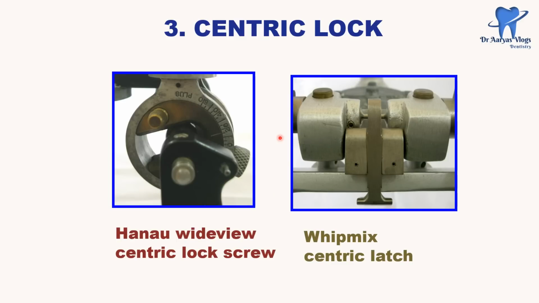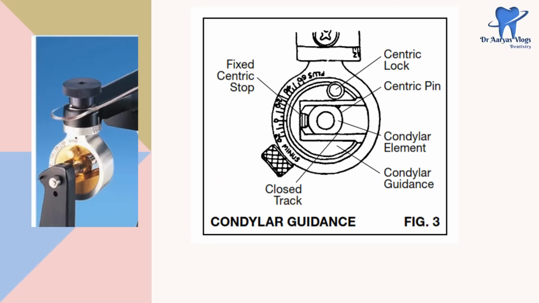And this is the centric lock. Here this one is the centric lock screw in the Hanau-Wide-Vue articulator, and this is the Whip-Mix centric latch in the Whip-Mix articulator. And this is the condylar track. See, this is a closed condylar track, so it is seen in the Arcon type of articulator. Hence the condylar guidance track rotates in an enclosed housing which stops the condylar element, preventing the accidental disengagement of the upper member.